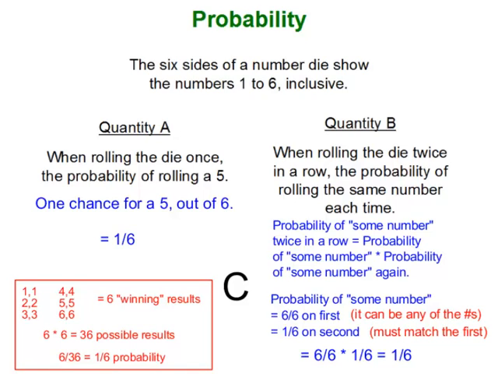Here's yet another way to look at that. 36 possible results, 6 on the first times 6 on the second. And if we list out our winning results, as long as the two rolls match, 1 and 1, 2 and 2, etc., we're good. And there's 6 ways that you can match. So 6 out of 36 is 1/6. All right, so the first roll, you're guaranteed. You'll get some number.